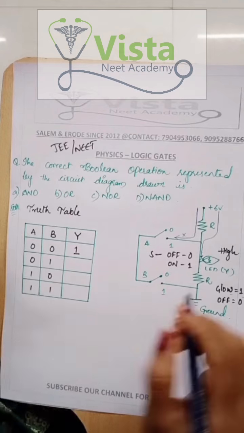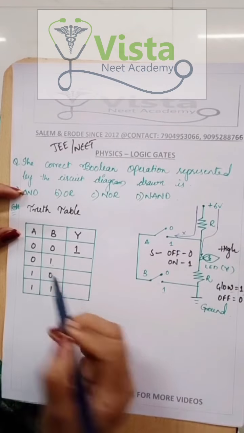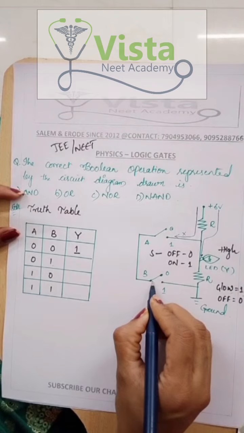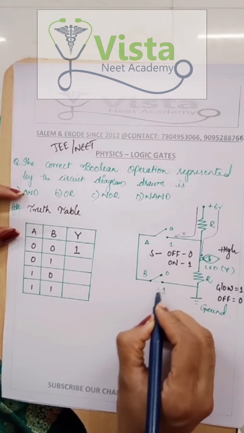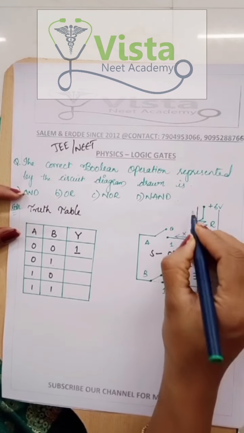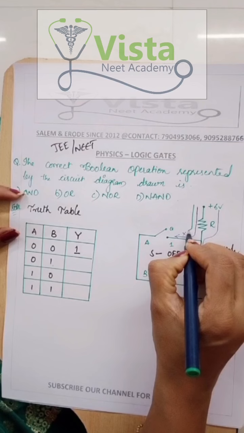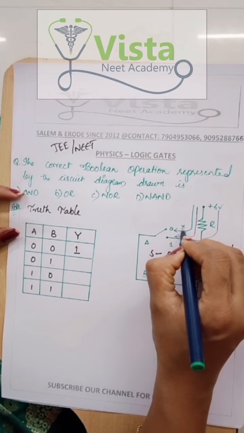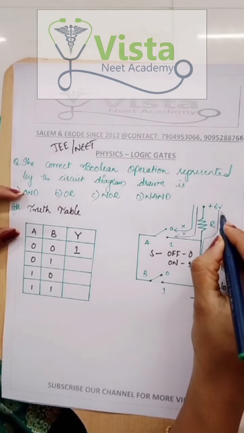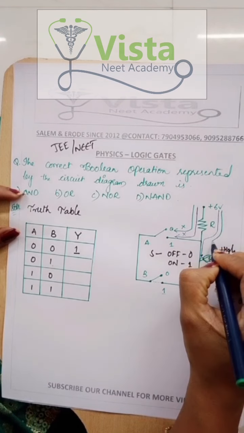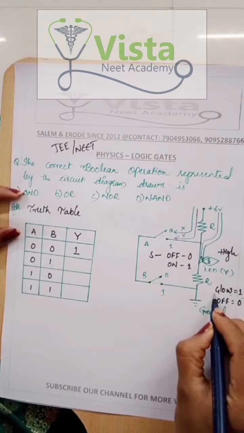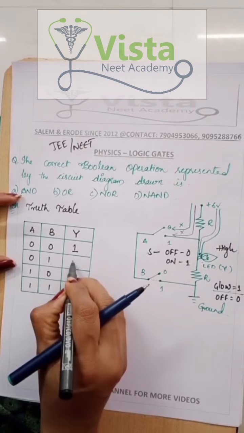Now next one, another position is 0 and 1. A is 0 and B is in the on position. Now switch B is in on position, that is equal to 1. The current flowing through this path will come and stop near A switch because it is in the off position. So current will not flow through it. Again it will choose the same path through the resistor R and it passes through the LED, which is equal to glown. Again the output will be equal to 1.